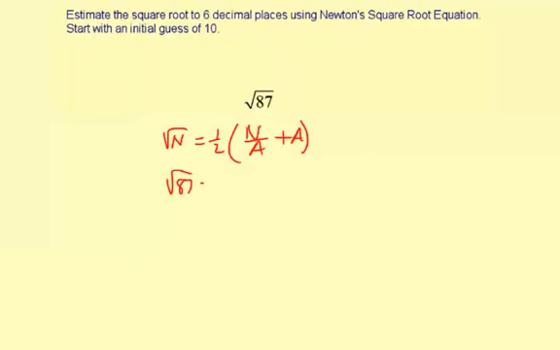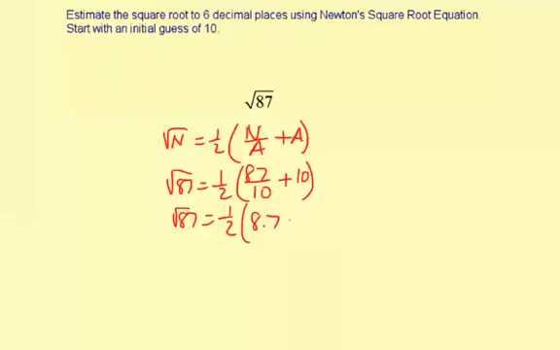Square root of 87 equals 1/2 times, and the n is 87, and the a is going to be 10, the initial guess, so 87 divided by 10, then plus 10. I'm going to change this to a decimal to make it easier. 87 divided by 10 is 8.7, then plus 10. Square root of 87 equals 1/2 times 18.7. Then we want to know 1/2 of 18.7.